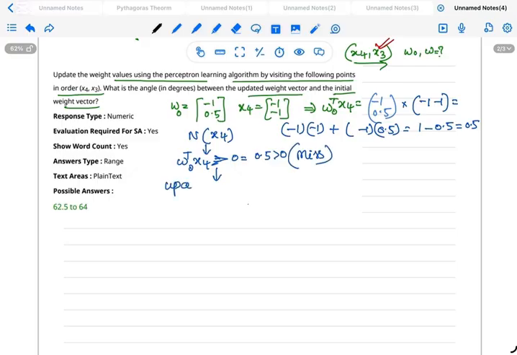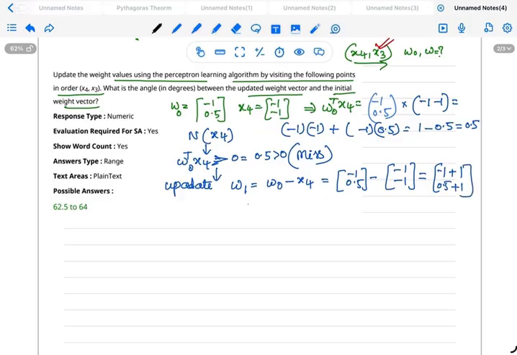So update the weight vector. W1, the new weight vector, equals W0 minus x4. That is -1 plus 1 and 0.5 plus 1. So the new update is W1 equals 0, 1.5. This is the new weight vector.